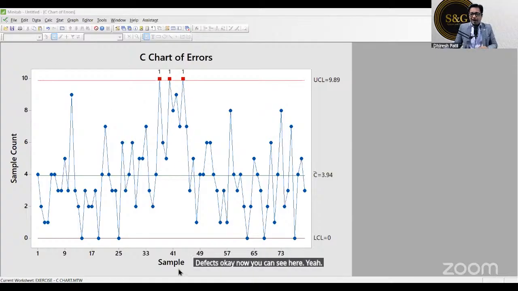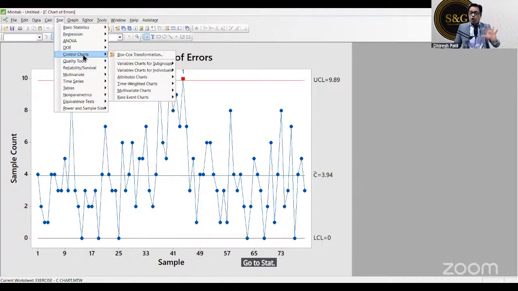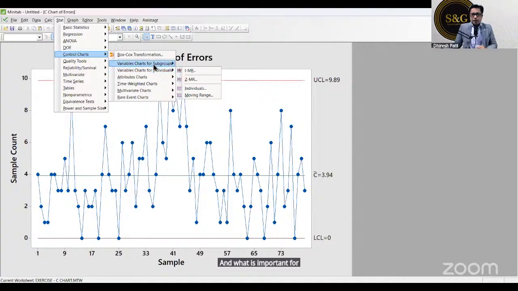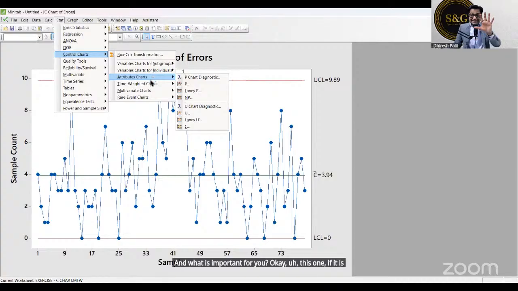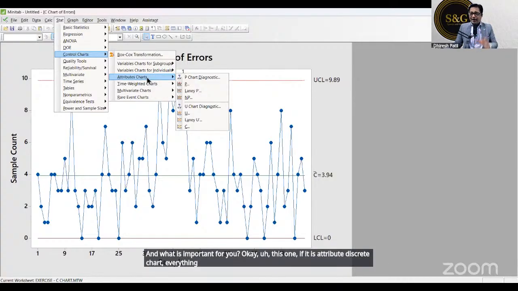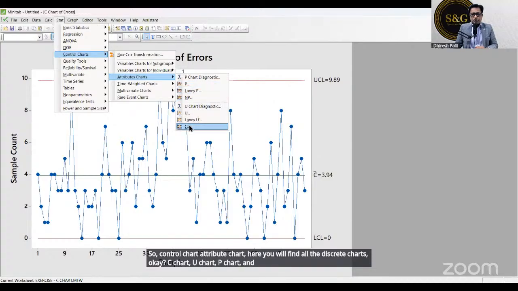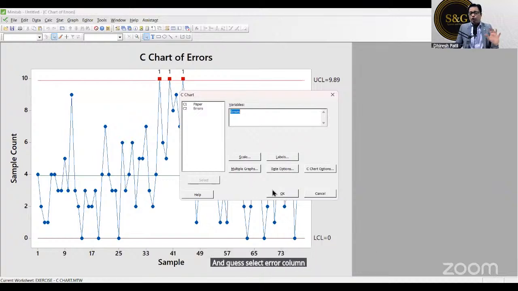Yeah, have you opened the file? Go to Stat, Control Charts. All the control charts will be in this column only. Okay, and what is important for you? If it is an attribute chart, that means discrete, everything will happen in the attribute, the same thing. So under Control Chart, Attribute Chart, here you will find all the discrete charts. Okay, C chart, U chart, P chart, NP chart, everything. So select C chart here and just select the error column and just click on OK. That's it.